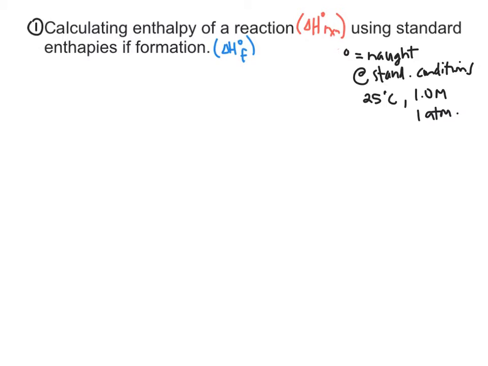So the trick to using standard enthalpies of formation to make our calculations is you need to understand that this is only going to give you an enthalpy for your reaction or a heat content for your reaction if it's conducted at standard conditions. So the numbers that we're about to use only apply at standard conditions. If this reaction is not taking place in standard conditions, you cannot use the standard enthalpies of formation to calculate its enthalpy of reaction.